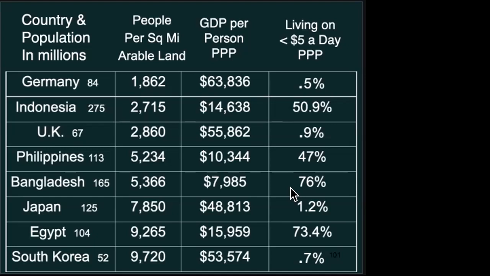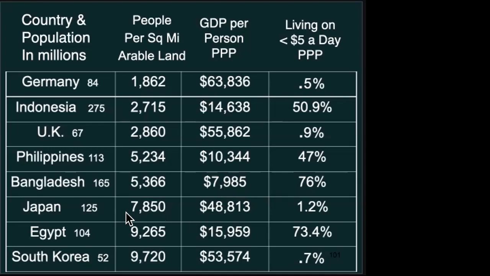Contrasted with the United Kingdom, with a little bit more, 2,800 people per square mile. They produce $56,000 per year, and a little less than 1% of their population is impoverished, living on less than $5 a day. Bangladesh, 5,366 people per square mile. They produce $8,000 a year per person, and 76% of their population lives on less than $5 per day.